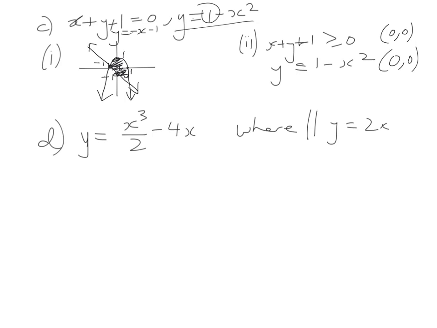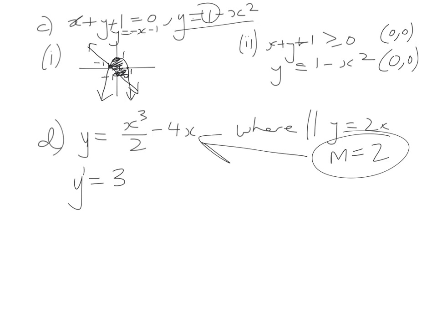Now D. Find the coordinates of the point where the tangent is parallel to that. So if it's parallel, our gradient of y equals 2x is obviously 2, so this one needs to have the same gradient to be parallel. So to find the gradient, we can differentiate. So times by the power, reduce the power by 1, and you get 4.